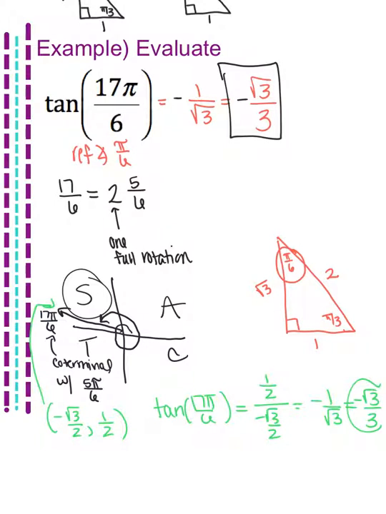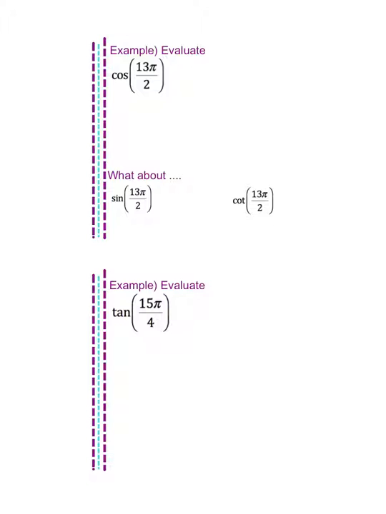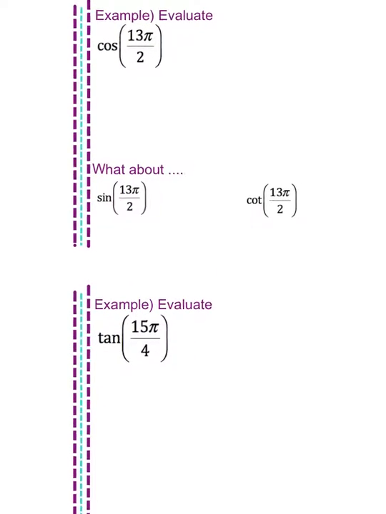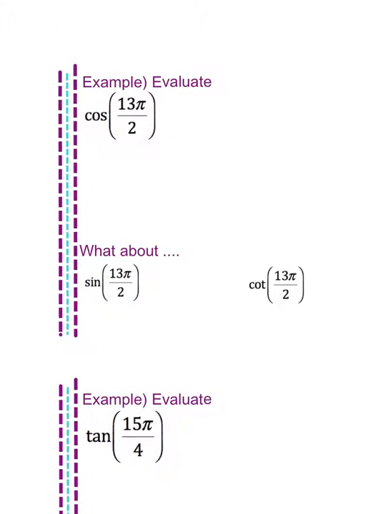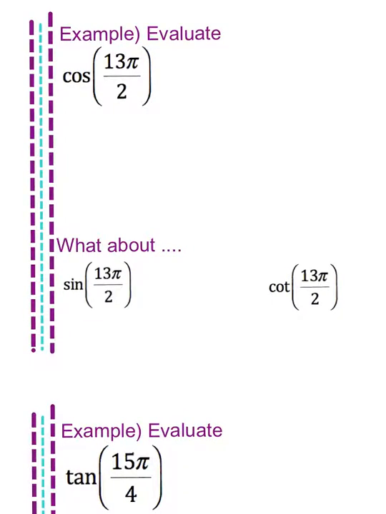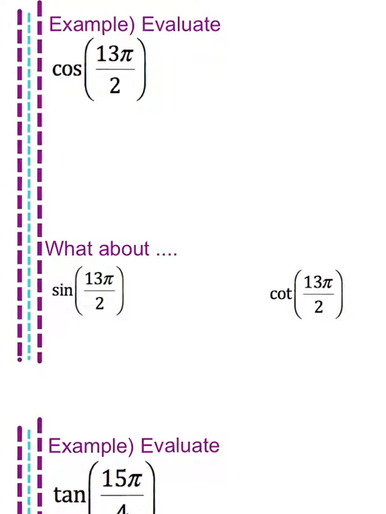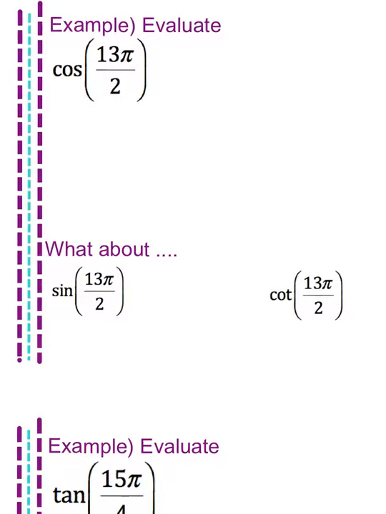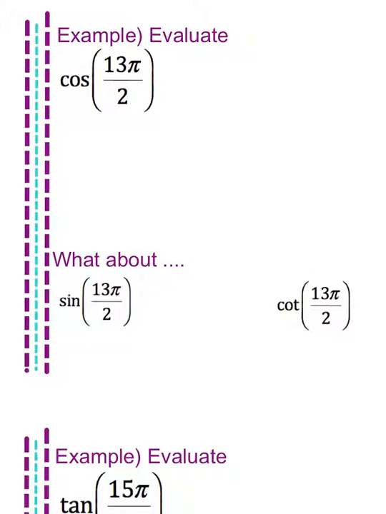Let's look at another example. All right, so here we are. I'm gonna get this a little bigger. So we want to evaluate cosine of 13 pi over 2. Since I see that 13 pi over 2 doesn't really have a reference angle per se, I know that I'm going to be landing at one of the four corners. So the question is which one? Let's see how many rotations I have.